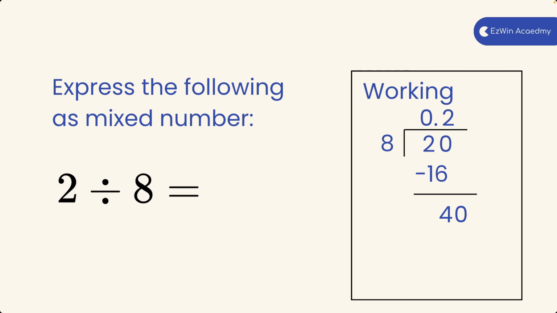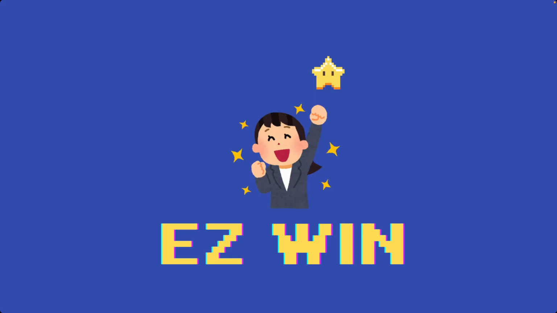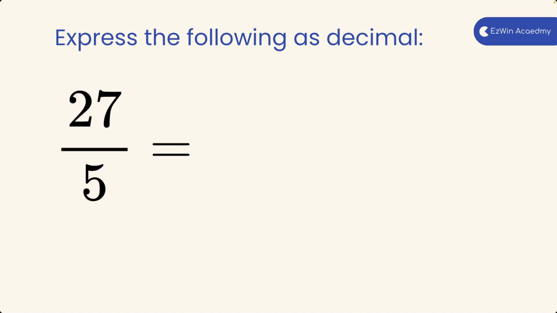And now is 40 a multiple of 8? Yes, it is. So how do we get 40? Essentially, we have to multiply 8 with the number 5. So that is where we will have no remainders at the end. So the answer for 2 divided by 8 is 0.25. And that is an easy win. So let's move on to the next example.